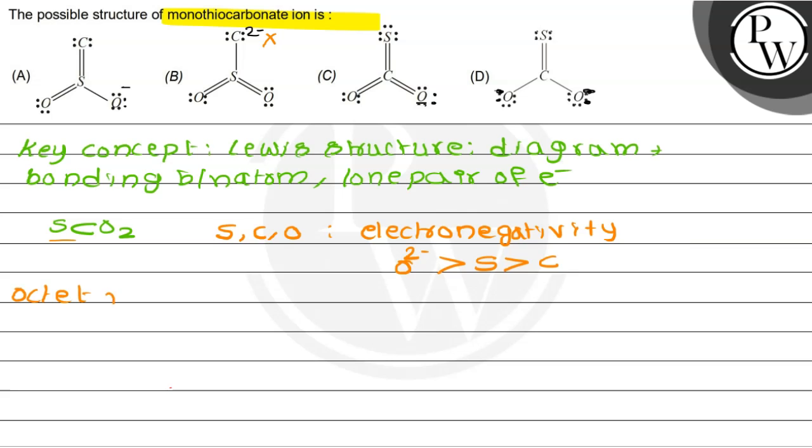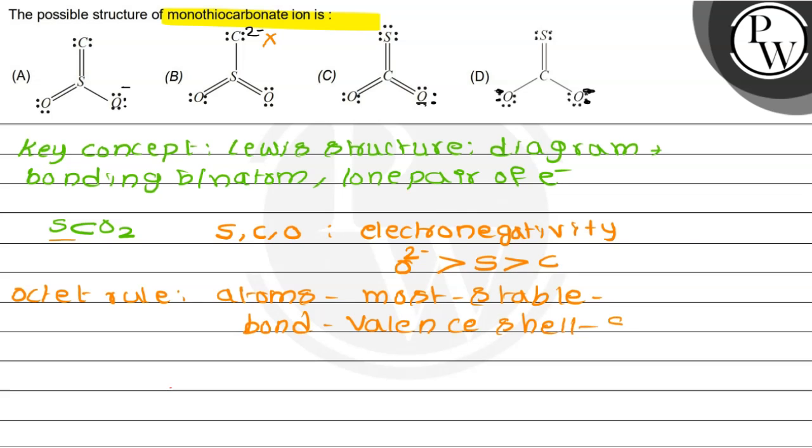And we know the octet rule. What is meant by the octet rule? The octet rule dictates that atoms are more stable when they have 8 electrons in their valence shell, or the atoms tend to bond in such a way that their valence shell is filled with 8 electrons. That is the octet rule. That means around each atom, 8 electrons should be there, and then the atoms will be more stable.